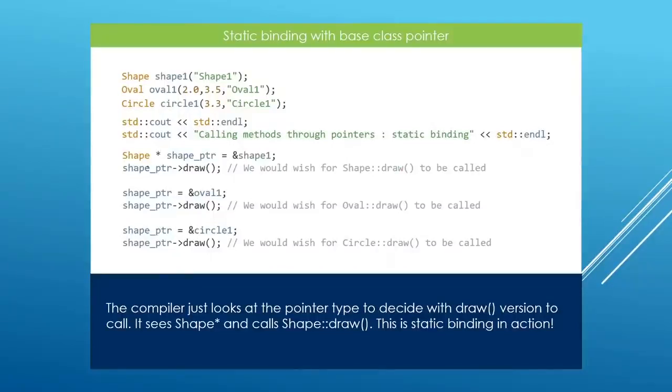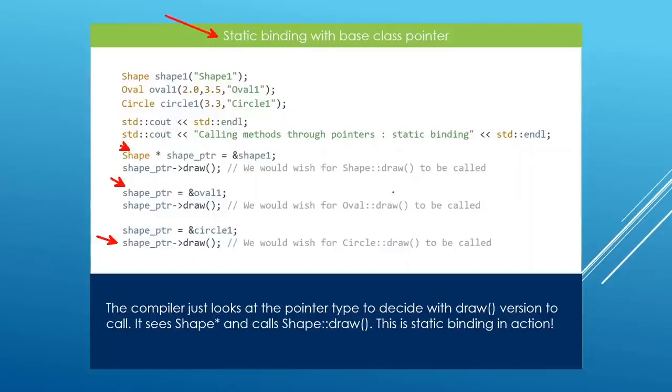So the compiler is basically saying, I have a shape pointer, so I am going to call the draw method on the shape class. Down here, it is going to see that it also has a shape pointer, and it is going to call the draw method on shape. And down here, it is going to see that it has a shape pointer, and it is going to call the draw method on the shape class. This is what static binding is all about.